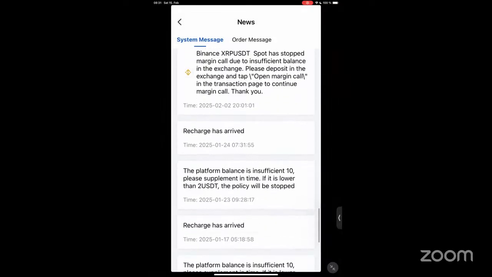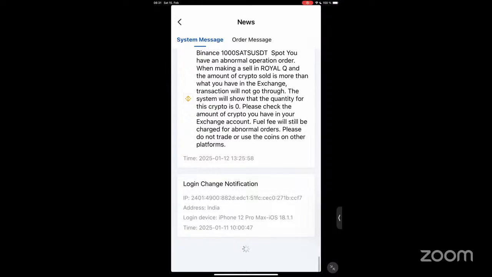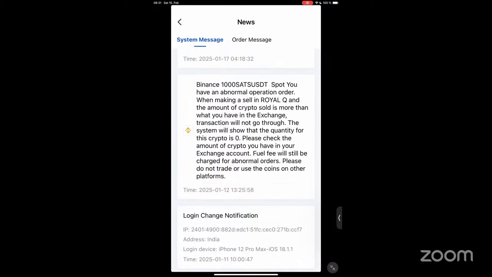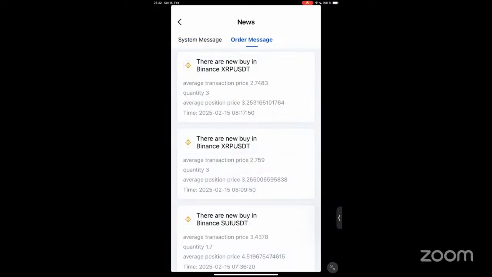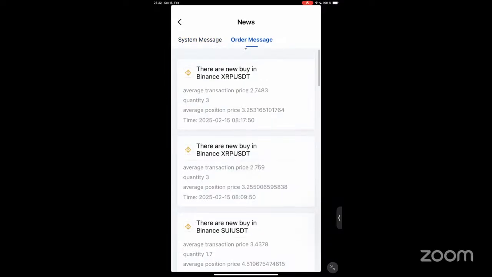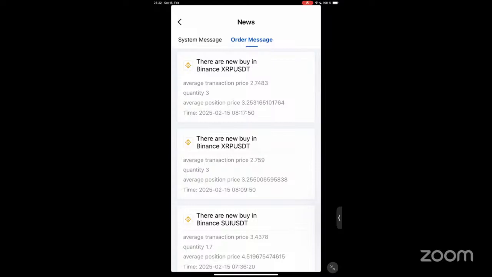All right. I think that is all you can get over here. When you also change the login address, they'll let you know. Now let's go to other message. Under the other message, there are two types of messages you'd see. Only two. Anytime there is a buy or anytime there is a sell.